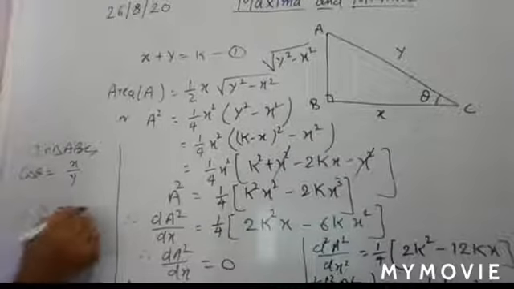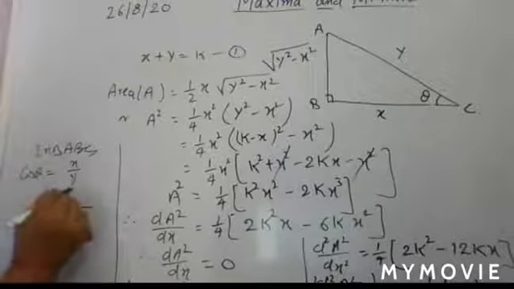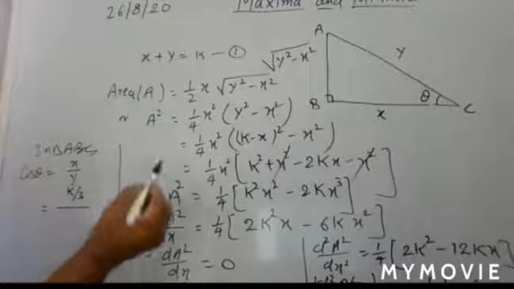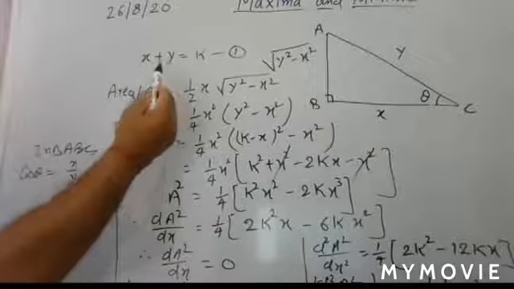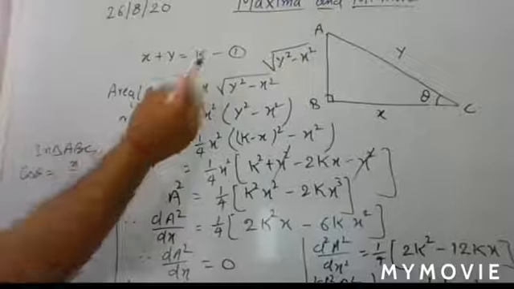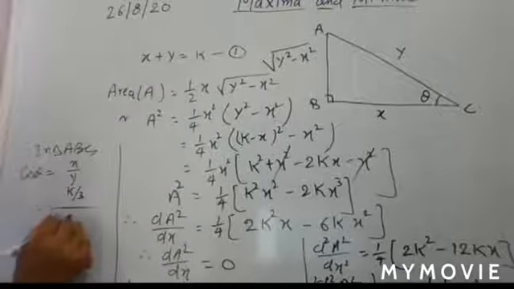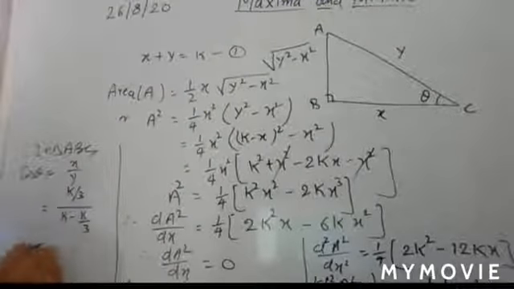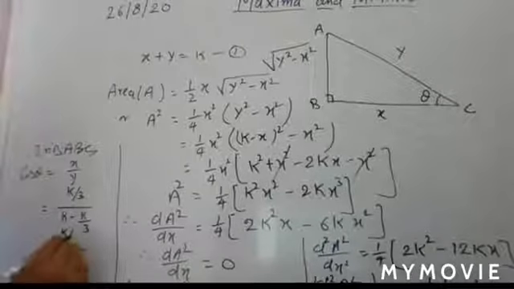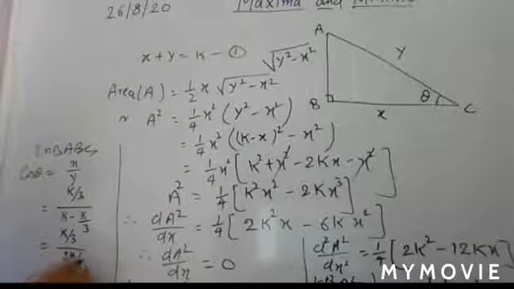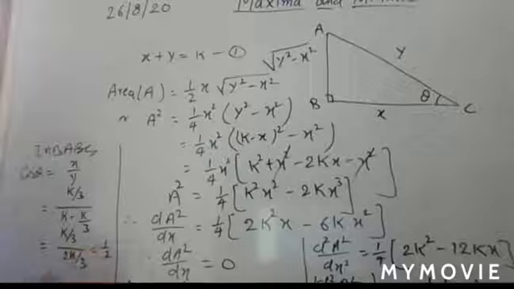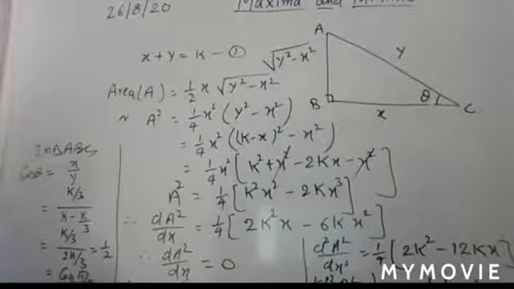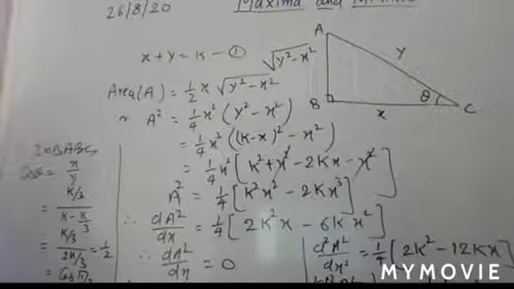Now putting the value of x, which is k upon 3, and the value of y, which is obtained from the first equation, k minus k by 3, and simplifying, you have k by 3 upon 2k by 3. So you have 1 by 2, which is equal to cos pi by 3. So the value of theta is equal to pi by 3. This proves your result.